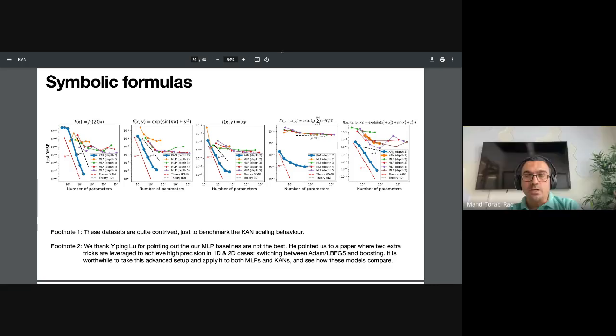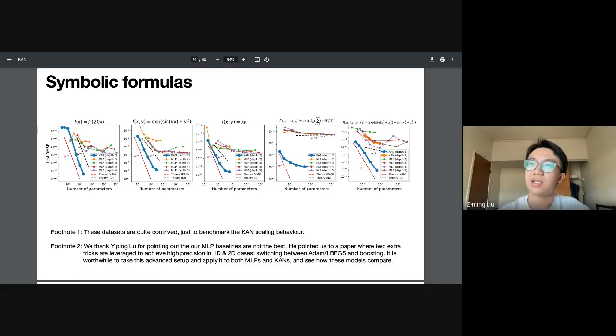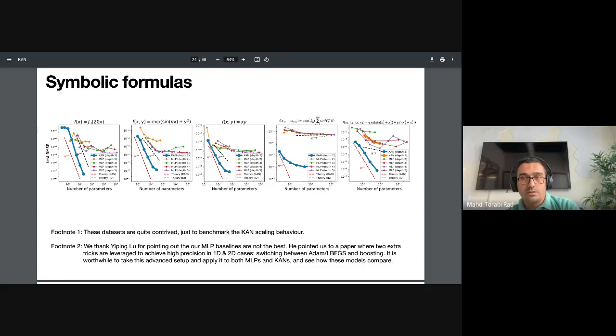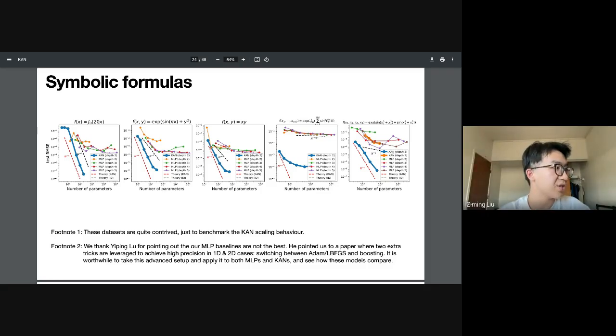Sorry, one question here. The scaling laws that you showed in the previous slide, do they hold when the input domain is unbounded? It doesn't. They don't hold. Okay. It hinges on the spline approximation theory, and that would hinge on the bounded region.